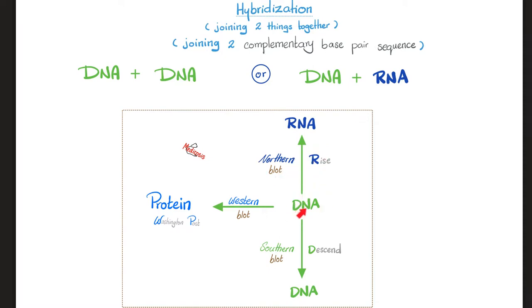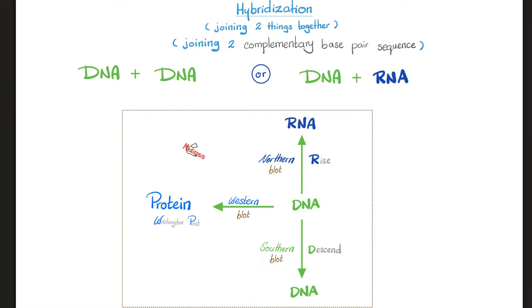Conversely, if you start with DNA and pair it with DNA, you are descending into chaos. This is called Southern blot. So we have Northern blot, DNA with RNA, and we have Southern blot, DNA with another DNA. One is known, one is unknown. The known one is called the DNA probe.